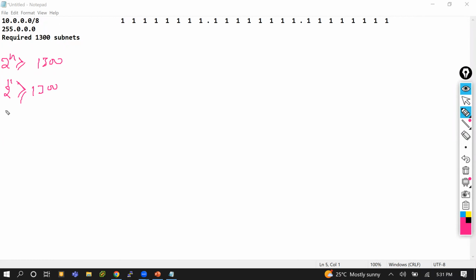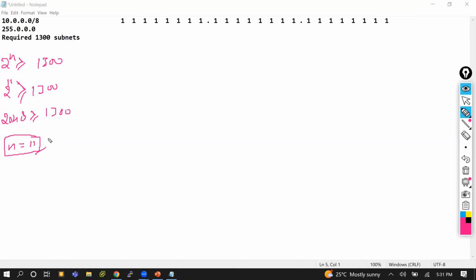So what is the n value? 2 to the power of 11, how much will you be getting? 2048. It's greater than 1300. What is the n value? 11. How many bits we have to borrow? 11 bits we have to borrow. From where we have to borrow the 11 bits?